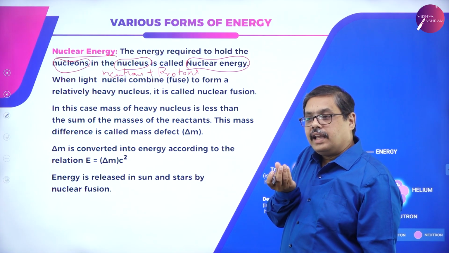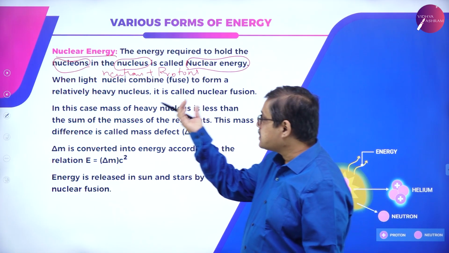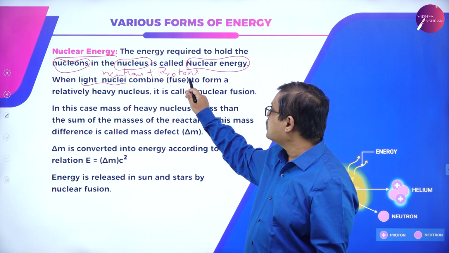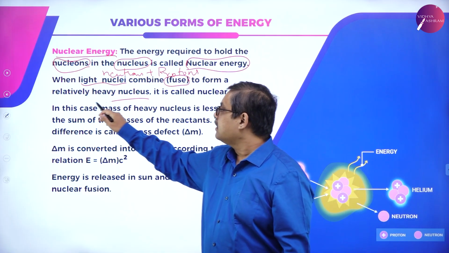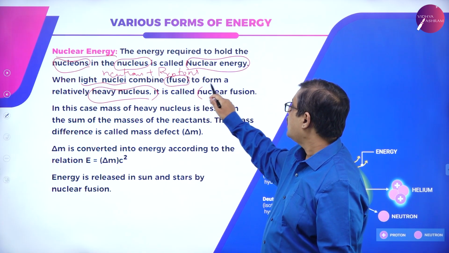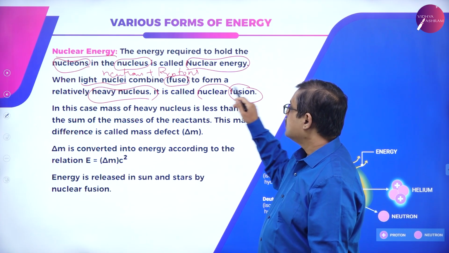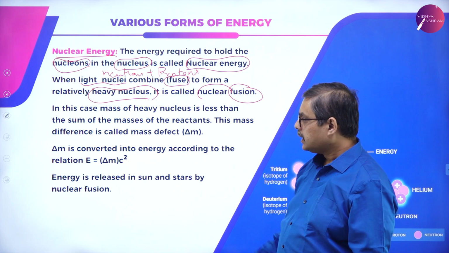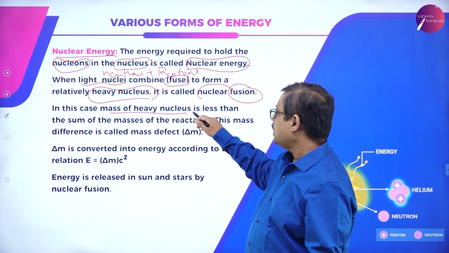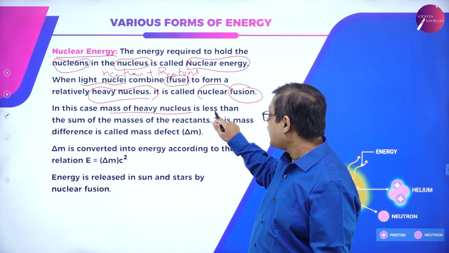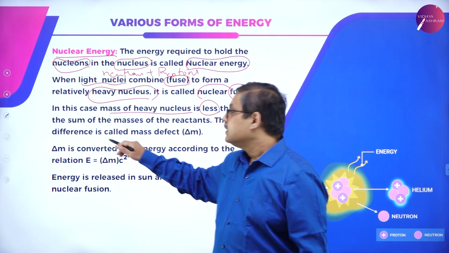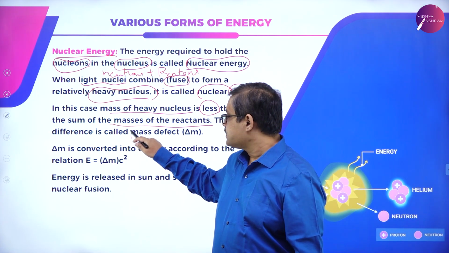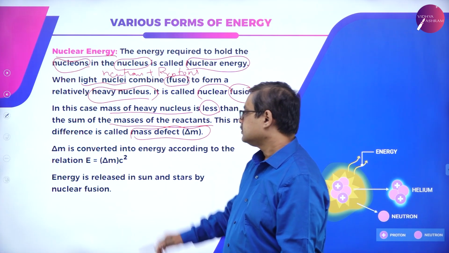When lighter nuclei, the mass of such atoms being lighter in nature, combine or fuse together to form a relatively heavy nucleus, it is called nuclear fusion. There is fusing of atoms, they come together. In this case, the mass of the heavy nucleus shall be less than, please note, shall be less than the sum of the masses of the reactants. This mass difference is called mass defect.